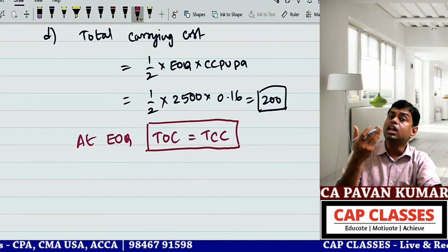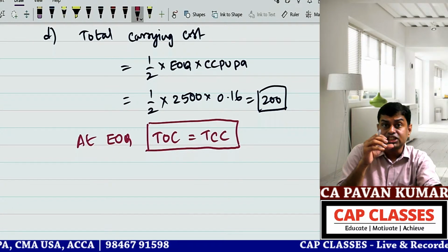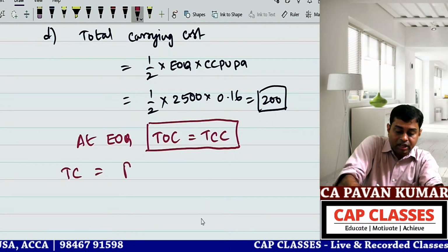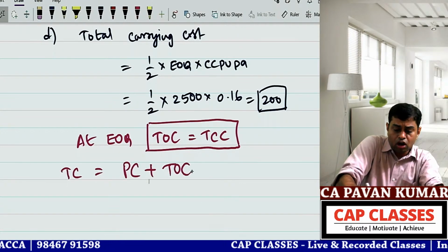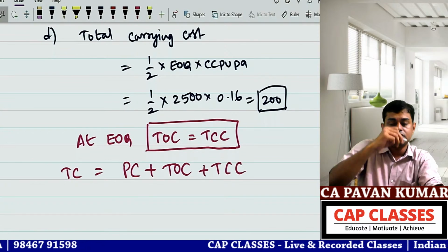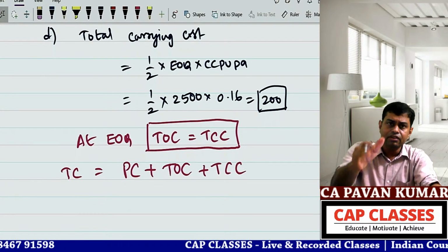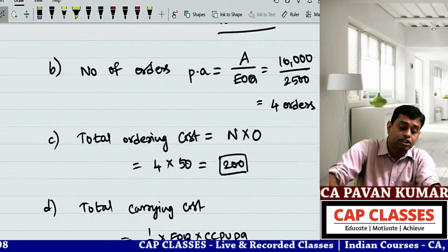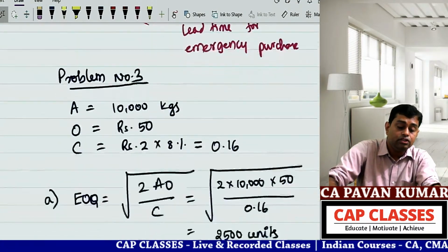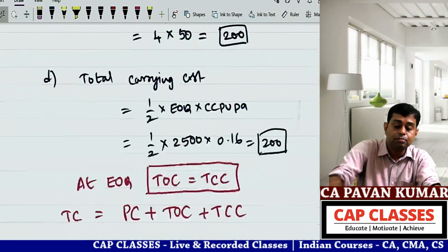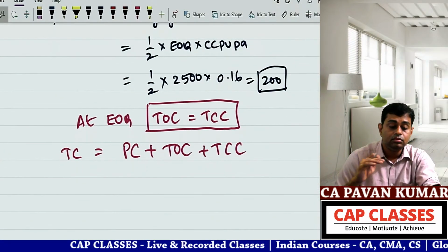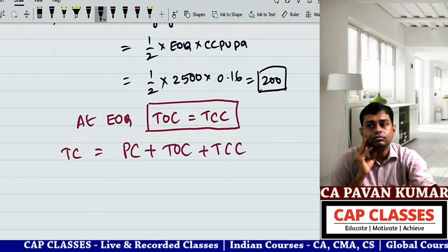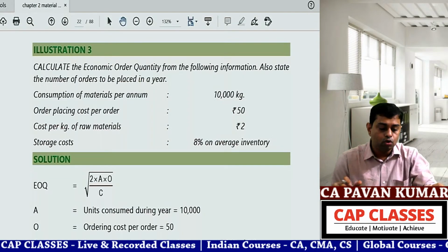Similarly, total cost is equal to purchase cost plus total ordering cost plus total carrying cost. This anyway in future problems we will do. So are we done with this question? You understand? We have solved question number 3 now. Simple question. Can we go to next question?